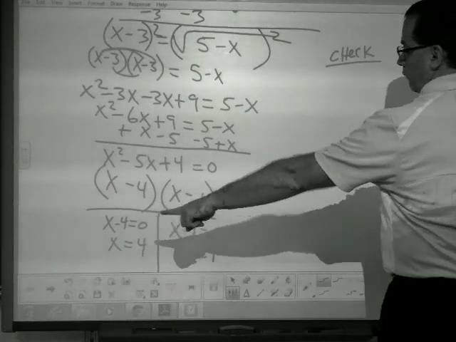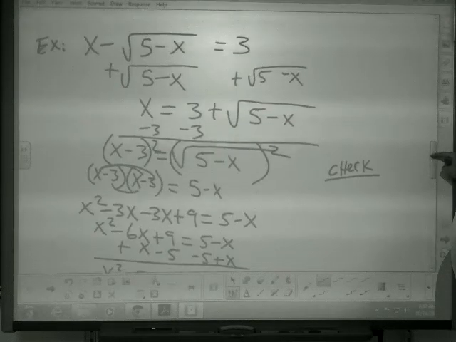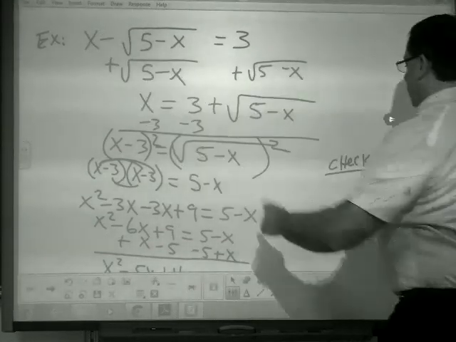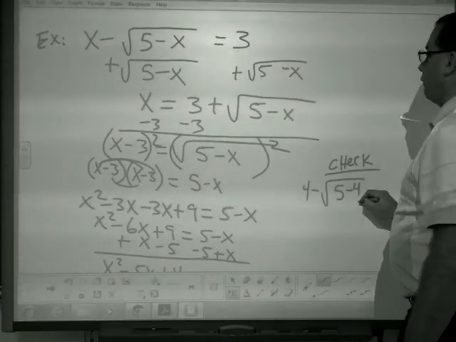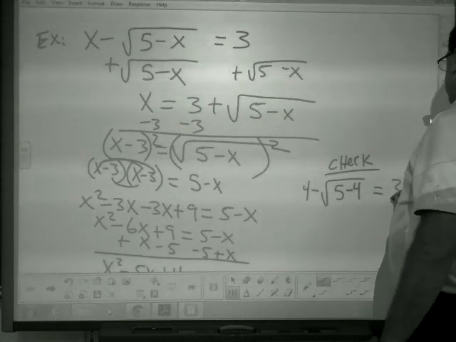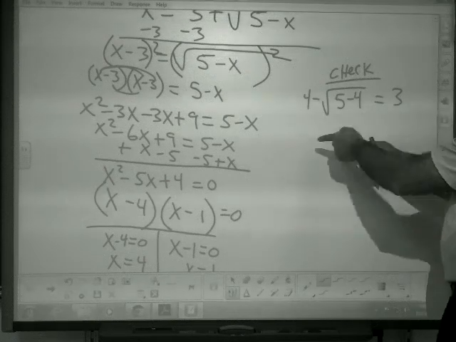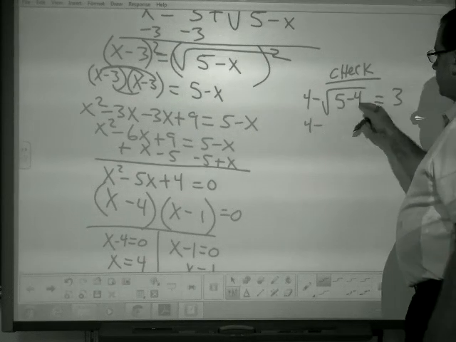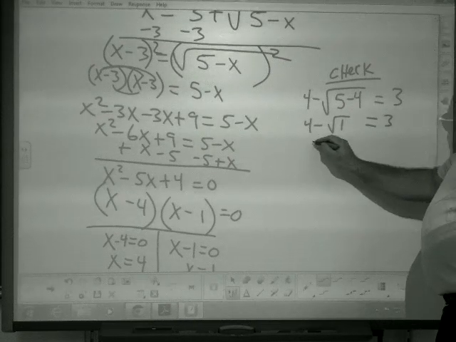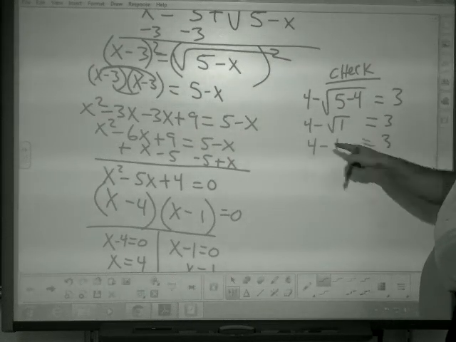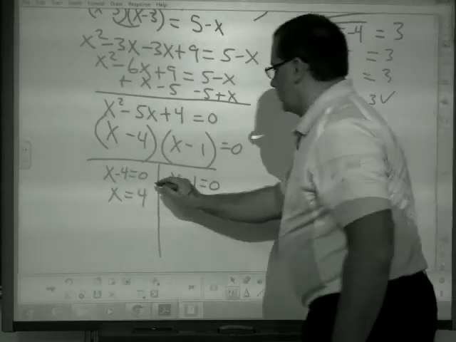Let's try the 4 first. We try them one at a time. We don't try them together. So I put the 4 back in. Where's my original problem? So I have 4 minus the square root of 5 minus 4 equals 3. Now, I have to work on this side to see if it's going to equal 3. 4 minus 5 minus 4 is 1. The square root of 1 is 1. And 4 minus 1 is 3. That does equal 3. Check. We can circle this one.